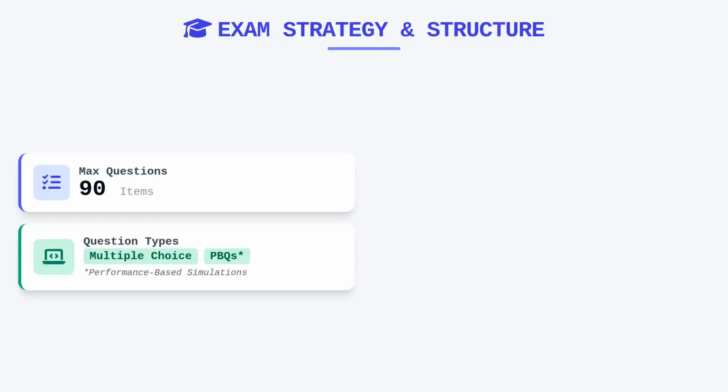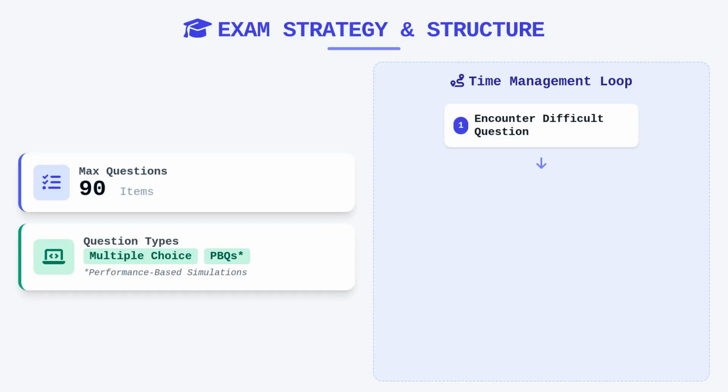Regarding the test itself, you should expect a maximum of 90 questions, which may include both multiple choice and performance-based questions, often referred to as PBQs. These PBQs are simulated environments or complex scenarios that require you to apply your knowledge rather than simply recall definitions. When you encounter a particularly difficult question, do not linger on it and allow your stress levels to rise, as this is a common trap that depletes both time and mental energy.